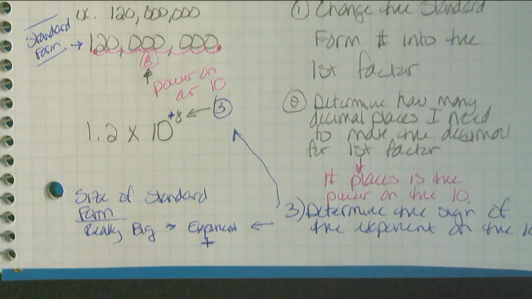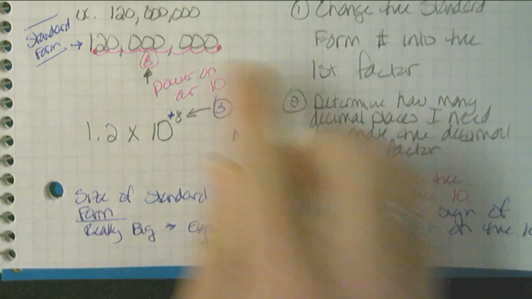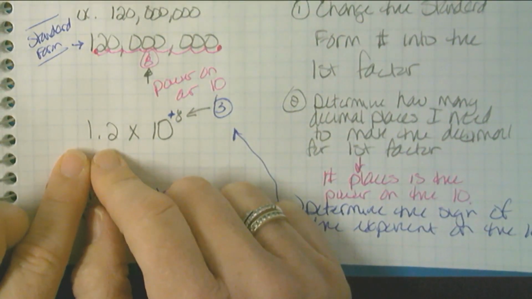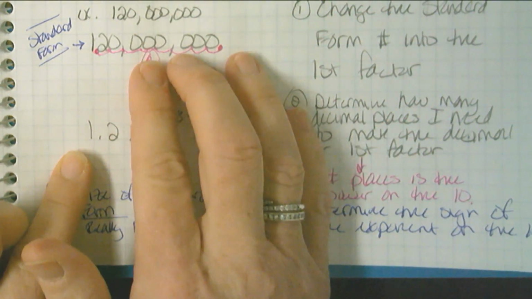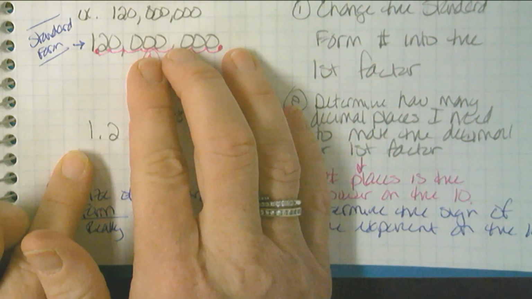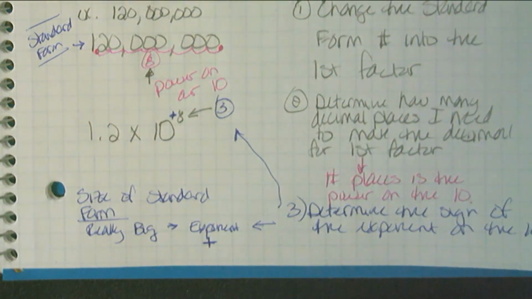I counted the number of places I had to move my decimal. I'm glad you're asking these questions because I want to make sure I understand what's in your brains, which is awesome. I need to change that standard form number into my first factor. The only digits I'm ever going to drop off of this standard form are zeros. I'm not dropping off any non-zero numbers, okay? So this is 120 million. It's not 100 million. It's 120 million. So I have to keep that 2 in there, all right?